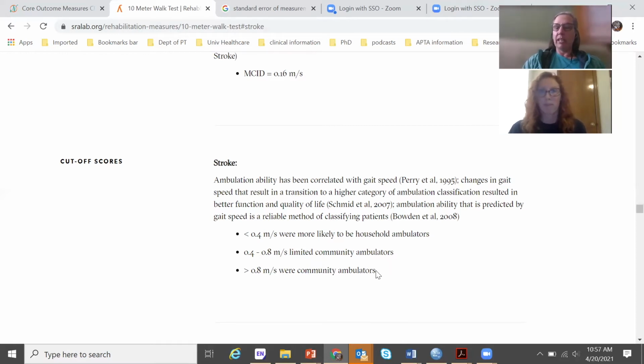But then when you're a community ambulator, this means that you can walk over grass and up and down stairs and feel fine ambulating in the community, whether you have an assistive device or not. So right now, our individual falls in this limited community ambulator category. And this might be what she's experiencing.